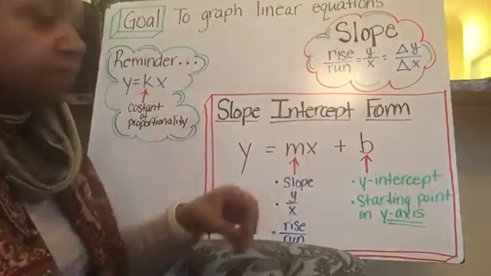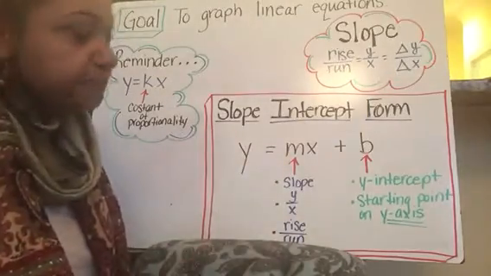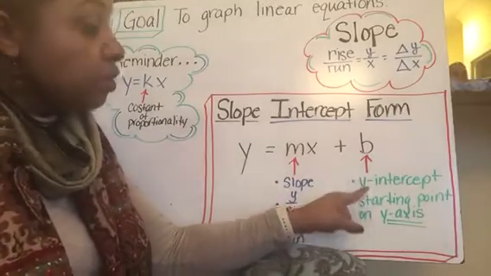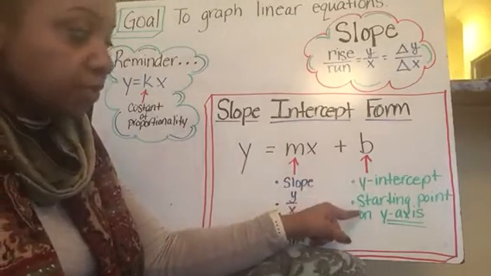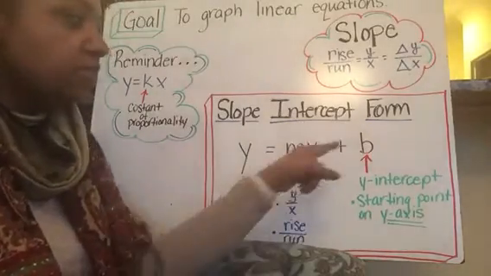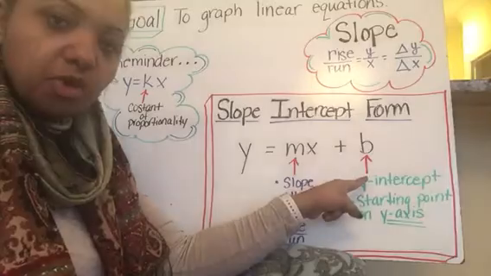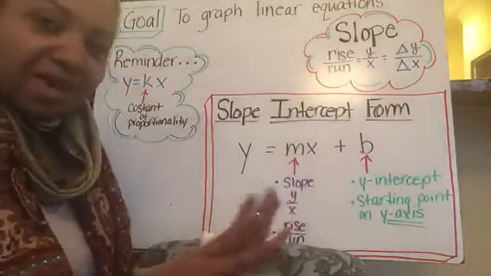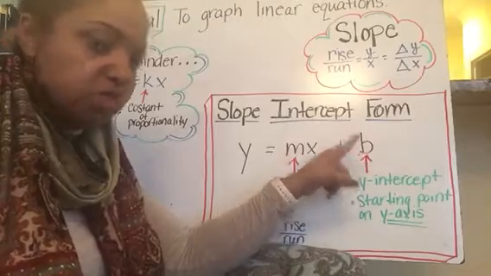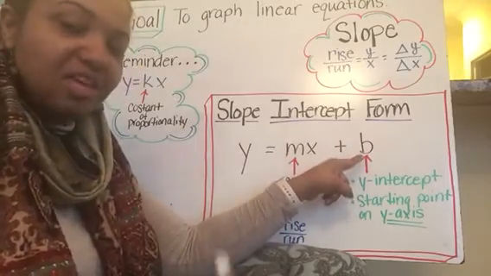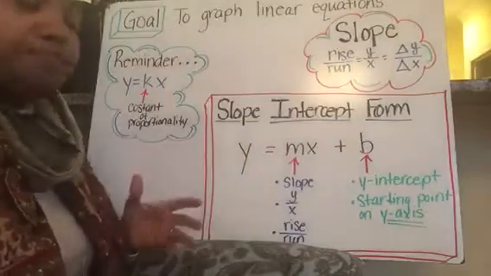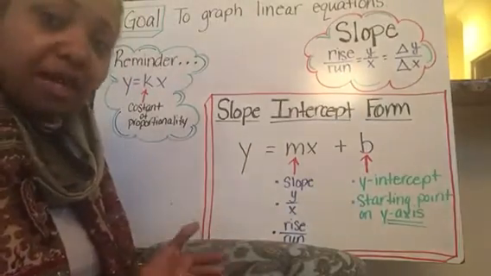Then you have b. This is what we're adding on. b is called the y-intercept. Your y-intercept is your starting point on the y-axis. So when you start graphing, this is the first number that you're going to look for. The number that does not have an x attached to it is the number that's going to start your line off. So wherever that number is, that's where you're going to start graphing on the y-axis. All right, so let's go ahead and try one and write down the steps.